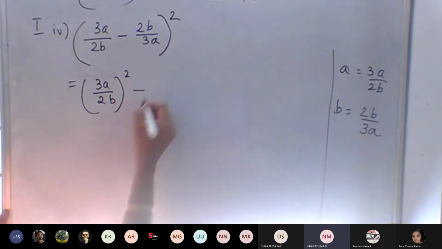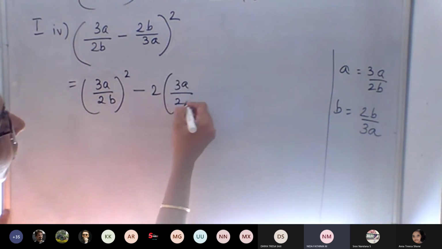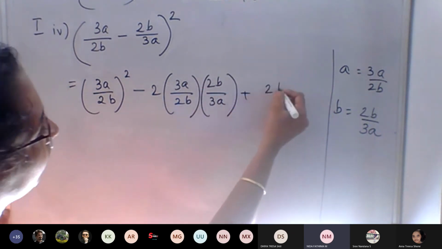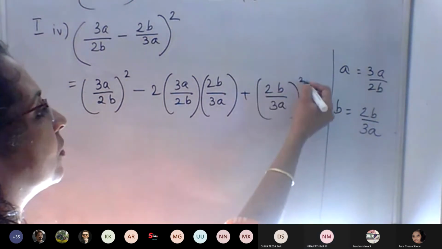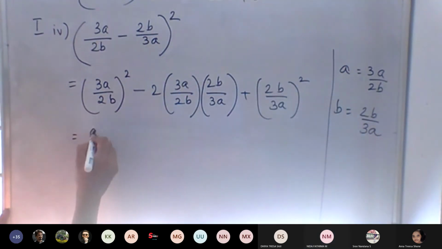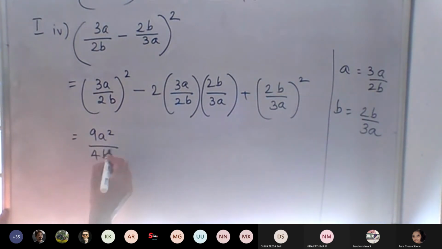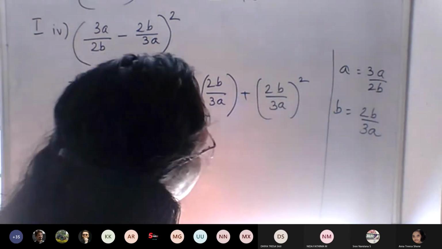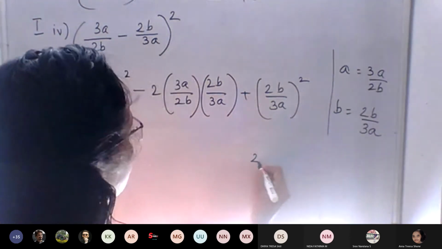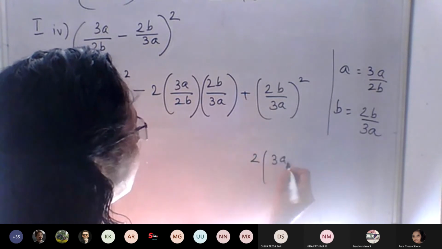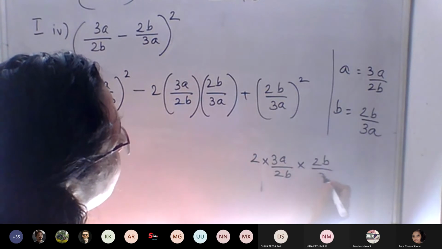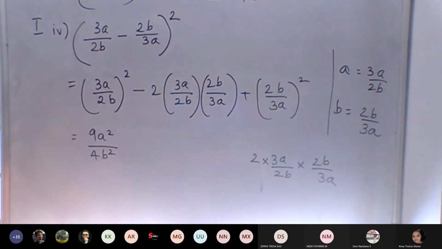3a by 2b whole square minus 2 into 3a by 2b into 2b by 3a plus 2b by 3a whole square. Then it will be 3 square, 9a square divided by 4b square. Then this calculation, if you want, you can do in working order. Check it. 2 into 3a by 2b into 2b by 3a. Something will cancel, no? So what will be the answer?